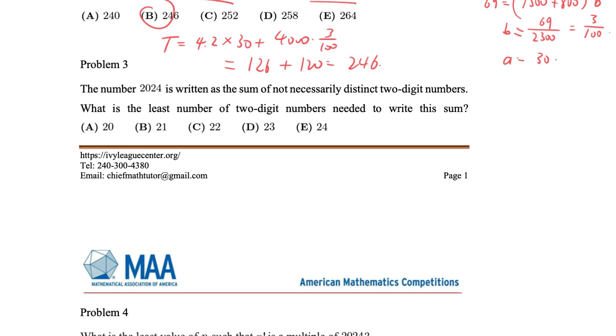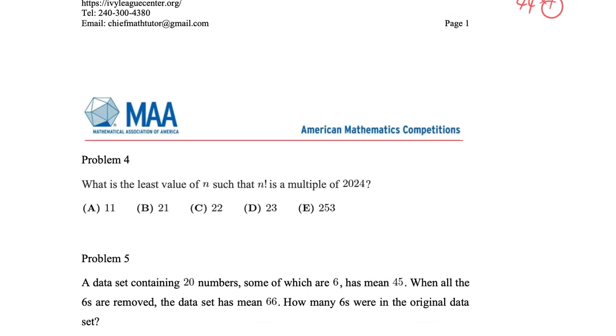2024 is written as a sum of not necessarily distinct two-digit numbers, so we get a bunch of two-digit numbers that add to 2024, and we want the least number of these. Since there are no constraints on repetition, you can just take everything as 99. You can take 20 of these to first reach 1980, and then take a 44 to reach 2024. It's very obvious that this is optimal. So 20 plus 1 is 21 numbers.